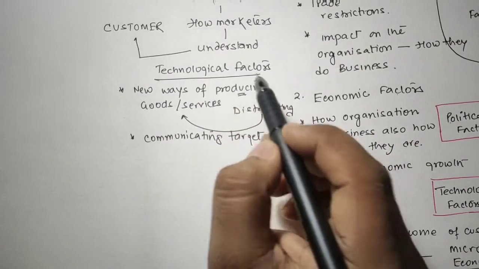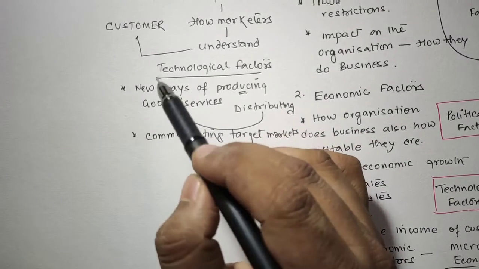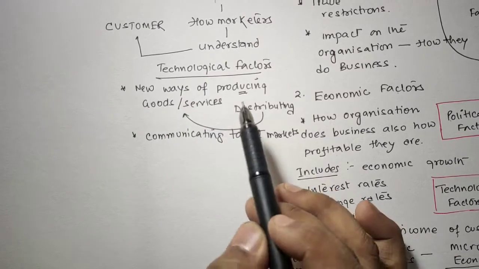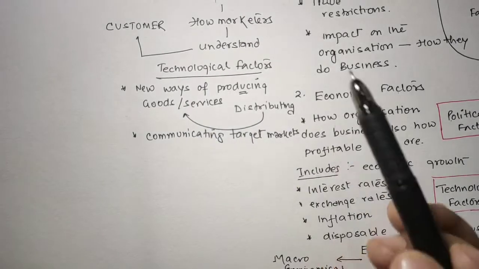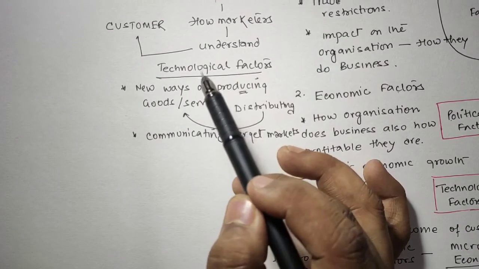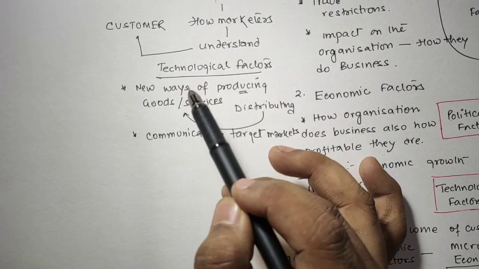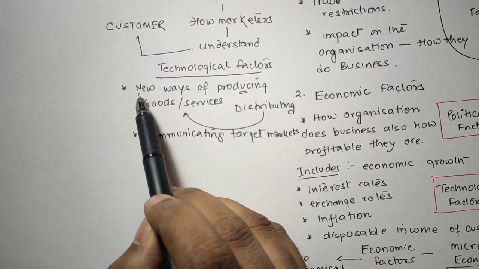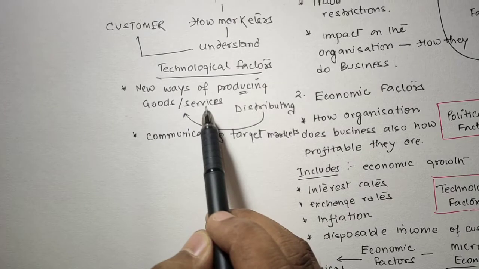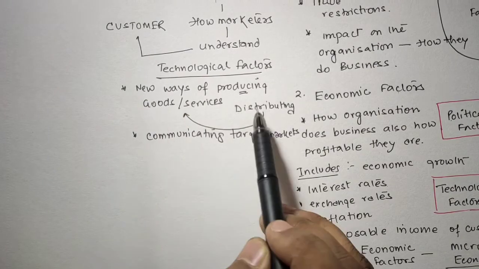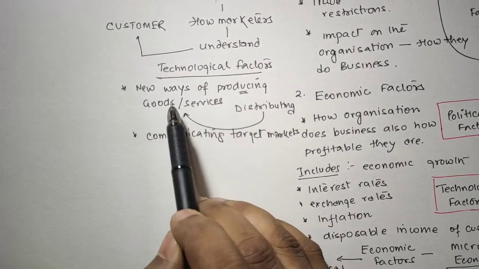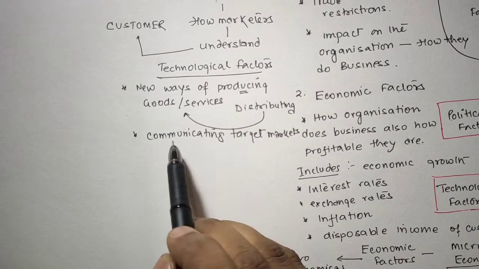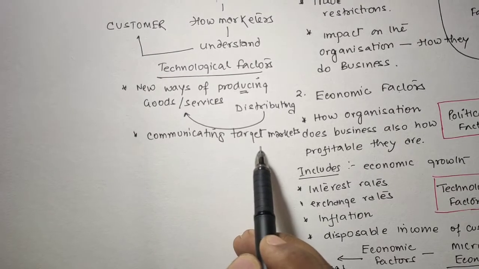Next we have technological factors. As we know, the technological landscape changes fast, and this has an impact on our market and our products. Technological factors may affect marketing and management in three ways. Number one, they help with new ways of producing goods and services. Secondly, they help with new ways of distribution. And finally, they help in finding new ways of communicating with the target market.